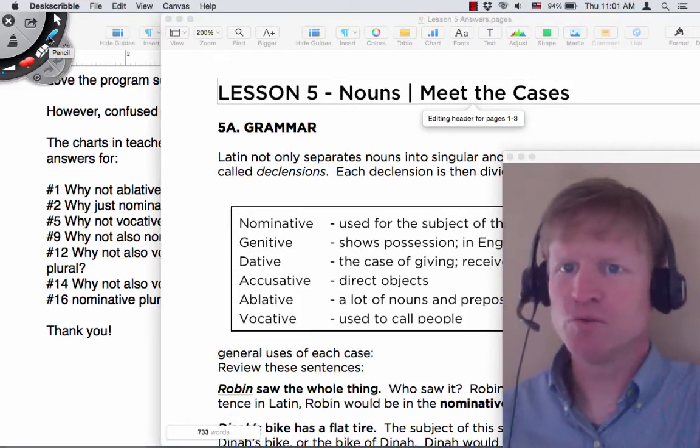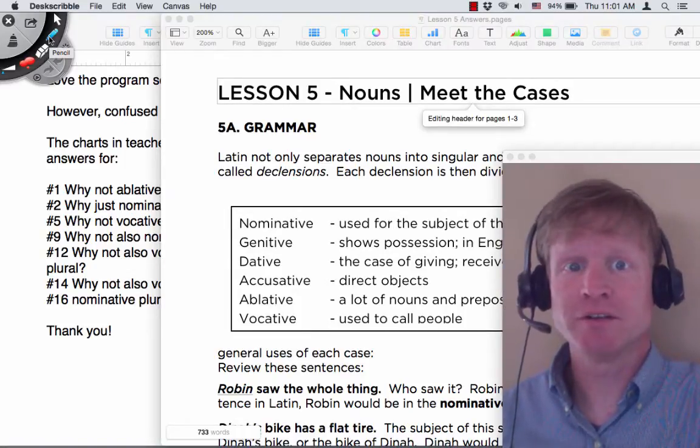I also regret that I didn't make lesson 5 in Visual Latin a little more clear. I've gotten more questions about this episode than any other episode in Visual Latin. Let's take a look and see what the problem is.